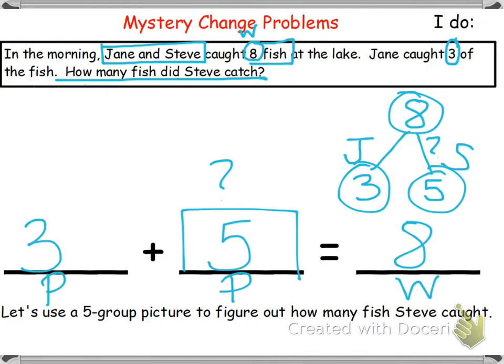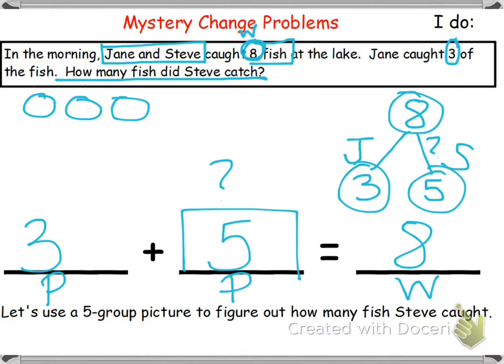You can draw the part they give you, which is 3. This is Jane. And then I can count on until I get to my whole. Remember, my whole is 8. So that means whenever I count and say 8, I stop. So I already have 3. So I'm counting on from this 3, adding an X every time. Remember that X helps us to see our 2 different parts.